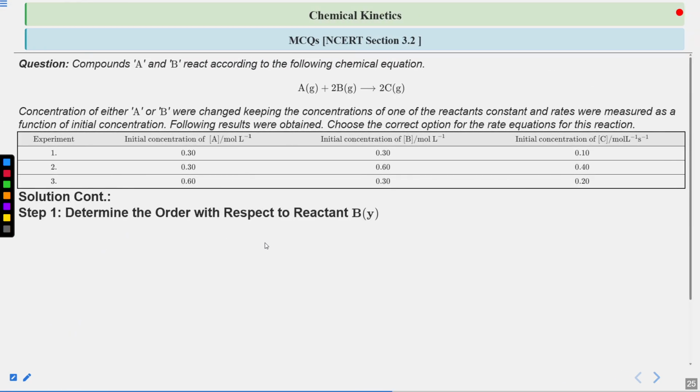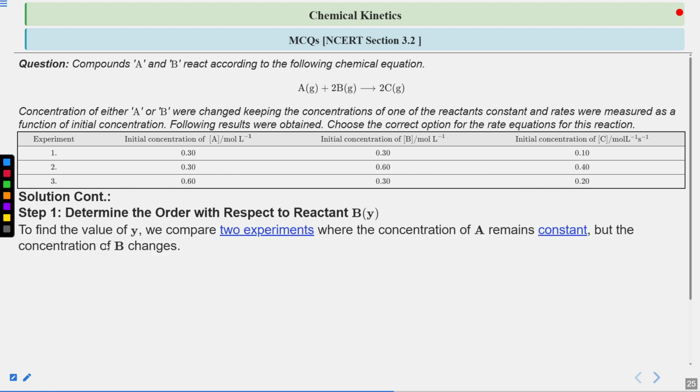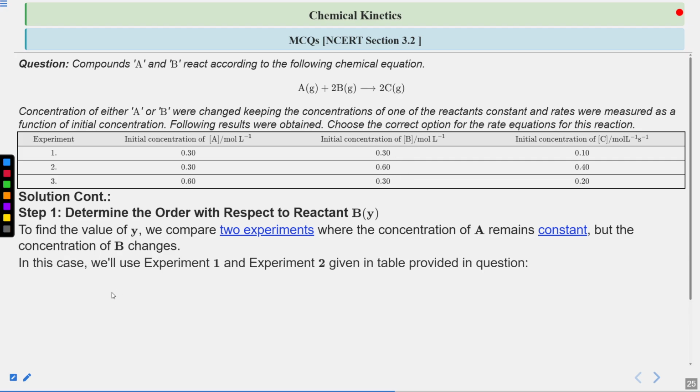So first of all, determine the order with respect to the reactant B. To find the value of y, we compare two experiments where the concentration of A remains constant but B changes, like doubling between the first experiment and the second experiment. So we will use experiment 1 and experiment 2, which are given in the table. The rate of experiment 1 divided by the rate of experiment 2 will be k[A]^x experiment 1, [B]^y experiment 1, divided by k[A]^x experiment 2, [B]^y experiment 2. So basically we are comparing the rates of experiments 1 and 2.